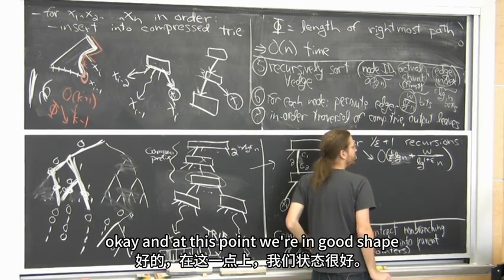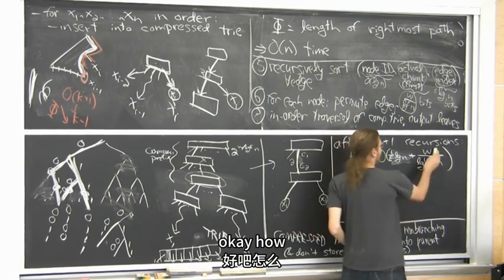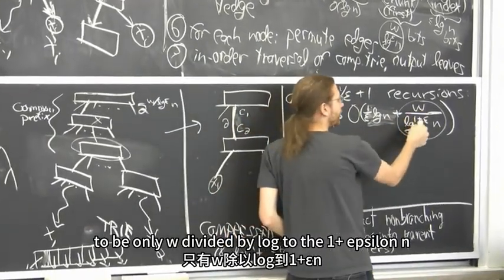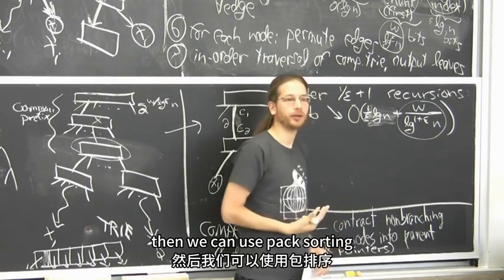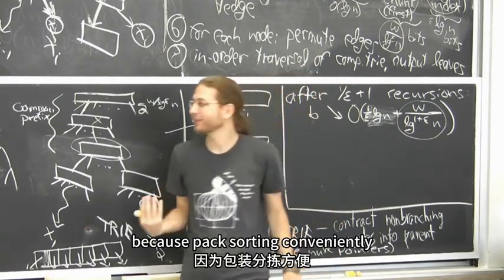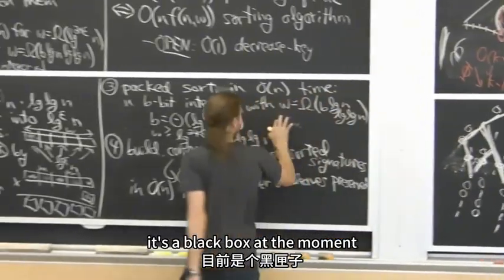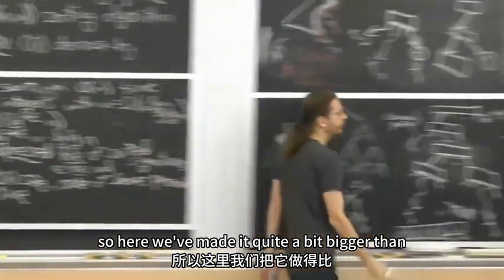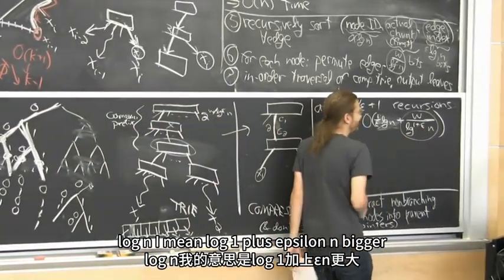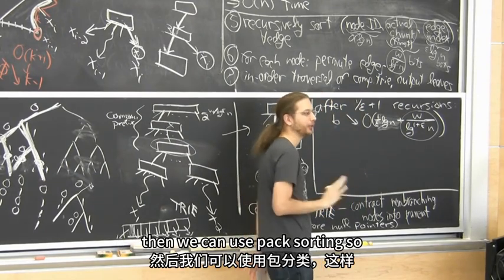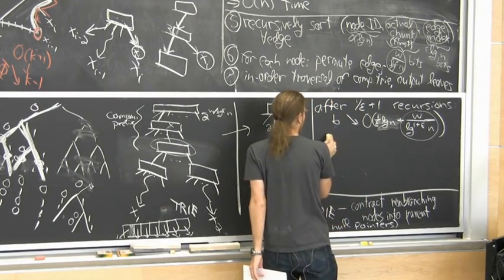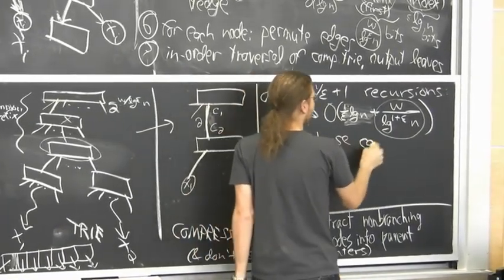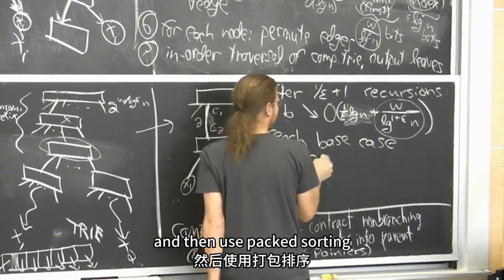Okay, and at this point, we're in good shape. If we get the size of our integers to be only w divided by log to the 1 plus epsilon n, then we can use pack sorting. Because pack sorting, conveniently, it's a black box at the moment, says, well, as long as w divided by b is a little bigger than log n, so here we've made it quite a bit bigger than log n, I mean log to the 1 plus epsilon n, bigger, then we can use pack sorting. So reach base case, and then use packed sorting.